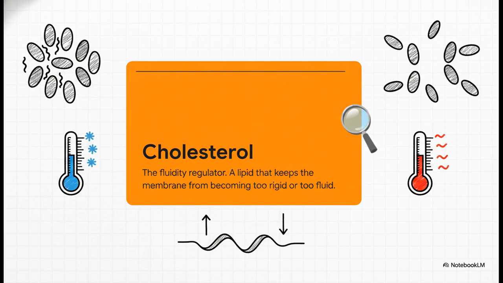Now, tucked right in between all those phospholipids, you'll find cholesterol. And you can think of cholesterol as the membrane's bouncer or thermostat. See, when things get cold, phospholipids like to huddle together and get stiff. Cholesterol wedges itself in between them, keeping things loose and fluid. And when it gets too hot and the phospholipids start getting a little too wild and fluid, cholesterol is there to hold them together and keep the membrane from falling apart. It's a brilliant little regulator.